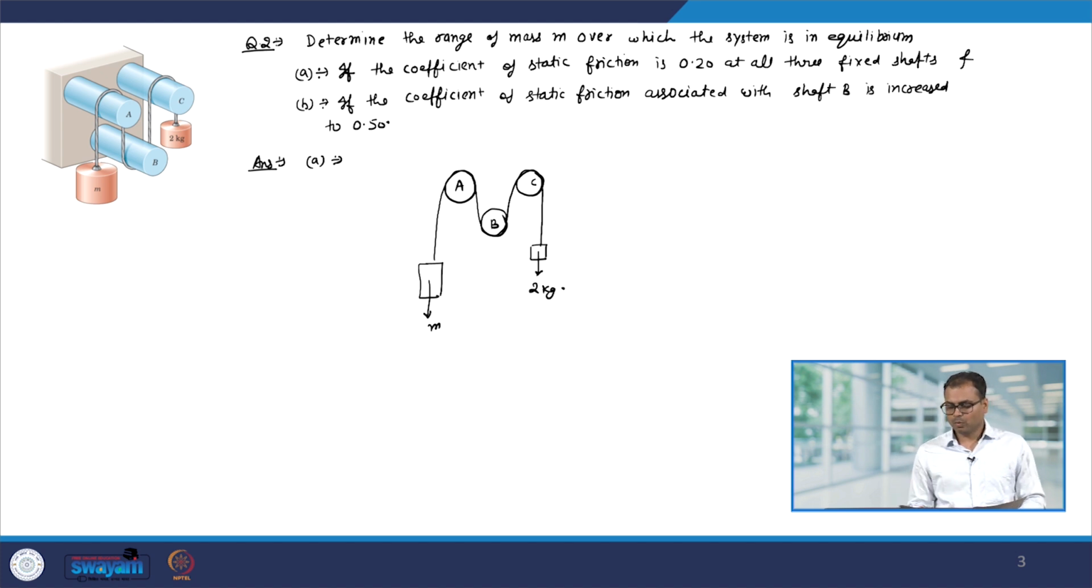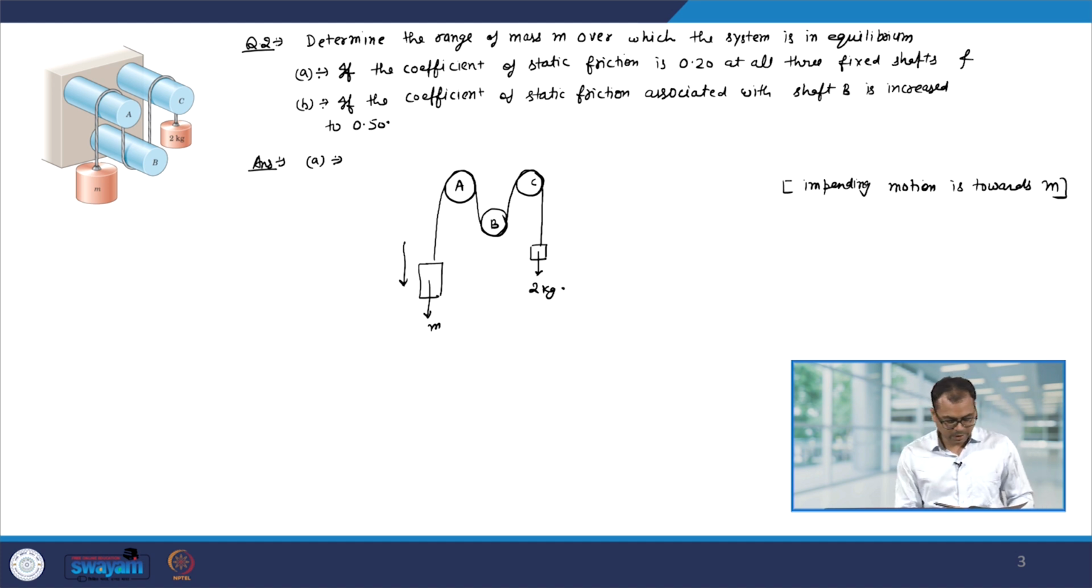So, we have to find out what is the range of masses over which this will remain in equilibrium. Again, let us say that first the impending motion is towards m; we will consider the other case later. So, if the impending motion is like that, in that case this will be our T2.